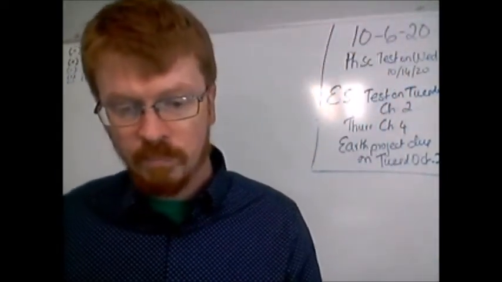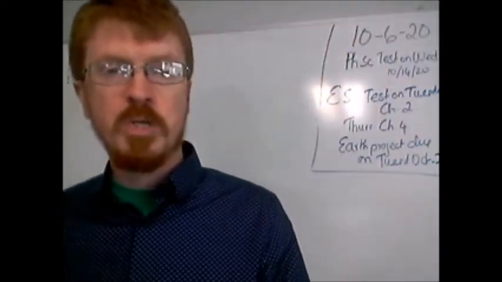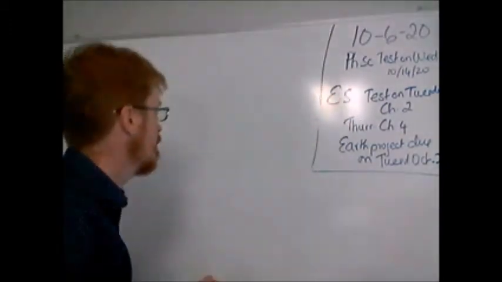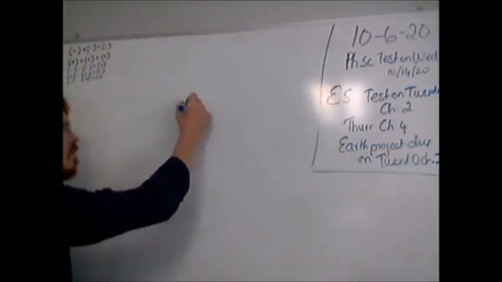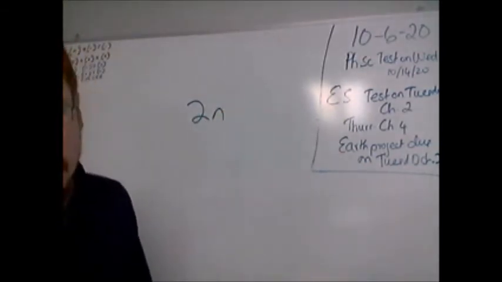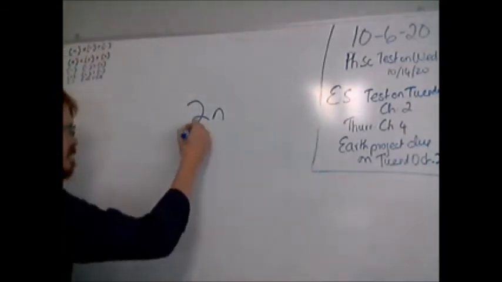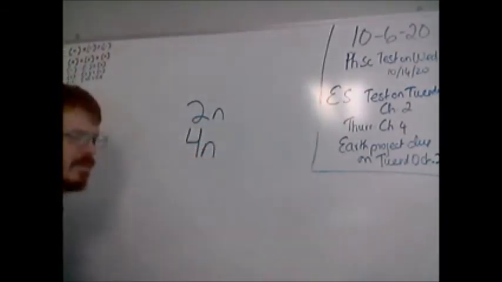Look at example 4. It says, write each word phrase as a mathematical expression. Use n for the variable. So it says twice a number. So twice a number, 2n. Letter B, it says 4 times a number. That one's pretty simple, 4n.